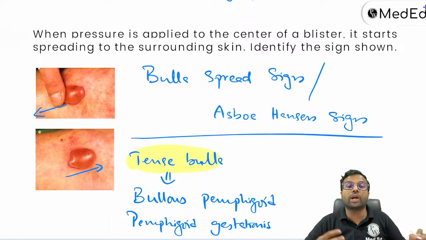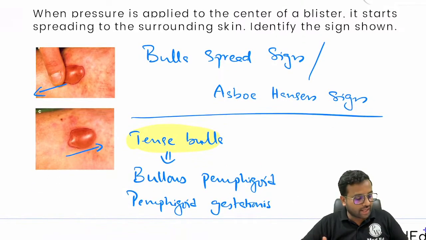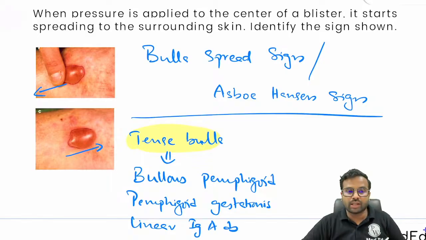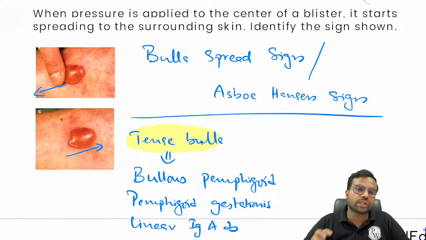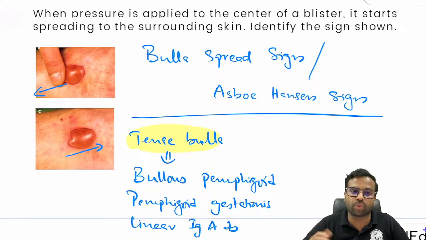That is going to be bullous pemphigoid in pregnancy, right? Or it can also be seen in linear IgA disease. क्योंकि linear IgA disease में भी क्या होता है? There is a tense bulla. So whenever there is a tense bulla, you'll be able to appreciate a bulla spread sign or an Asboe-Hansen sign.